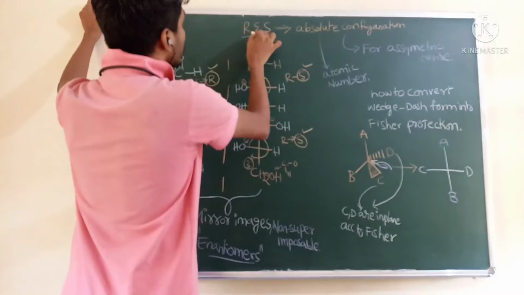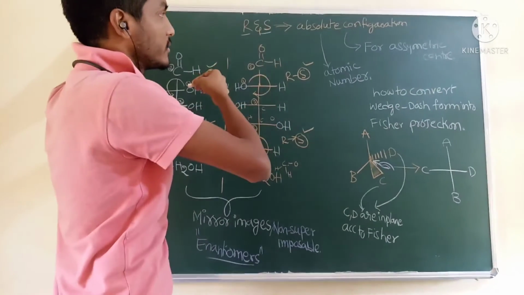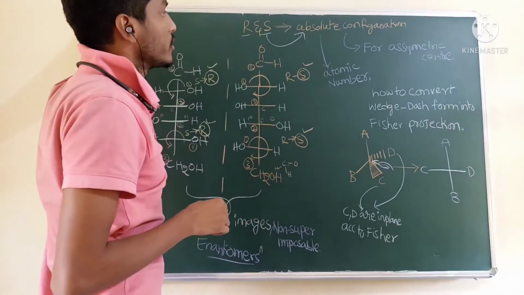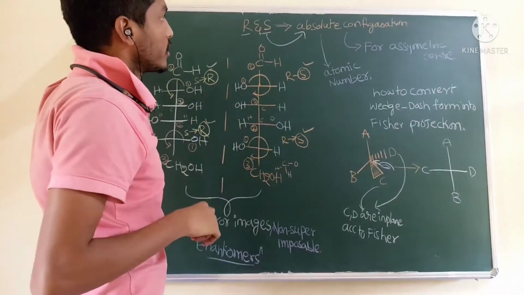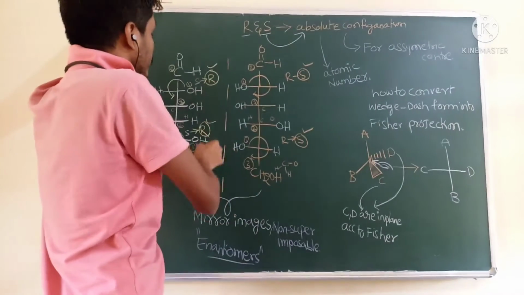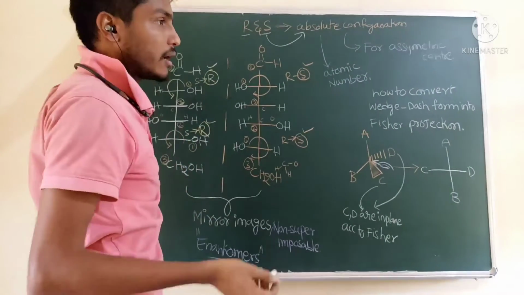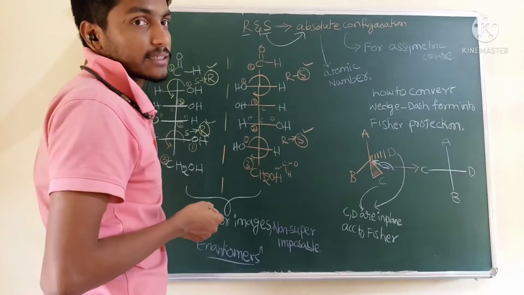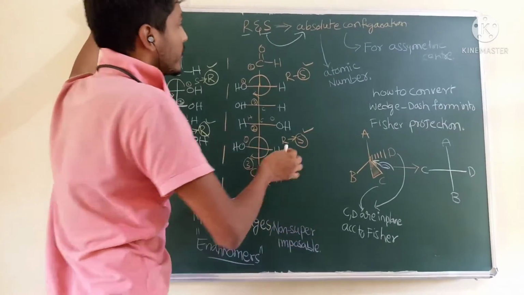The topic is R and S configuration. You can call this an absolute configuration. Absolute means we are not using any reference compound in order to assign the R and S configuration to monosaccharides, or whatever compound contains an asymmetric carbon. We are just going by atomic number.